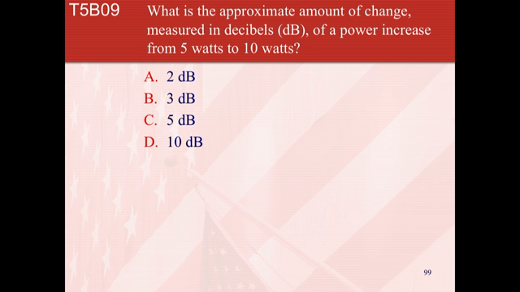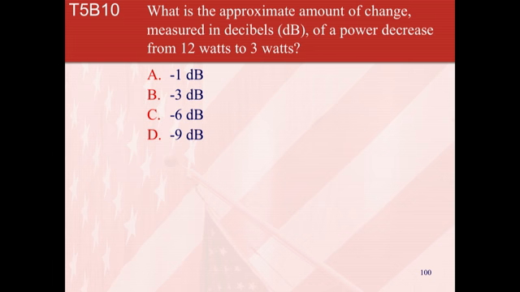What is the approximate amount of change measured in decibels, dB, of a power increase from 5 watts to 10 watts? It'd be B, 3 dBs. 3 dBs for every doubling. What is the approximate amount of change measured in decibels of a power decrease from 12 watts to 3 watts? That's C, minus 6 dBs, because we're losing power, going backwards, so negative.